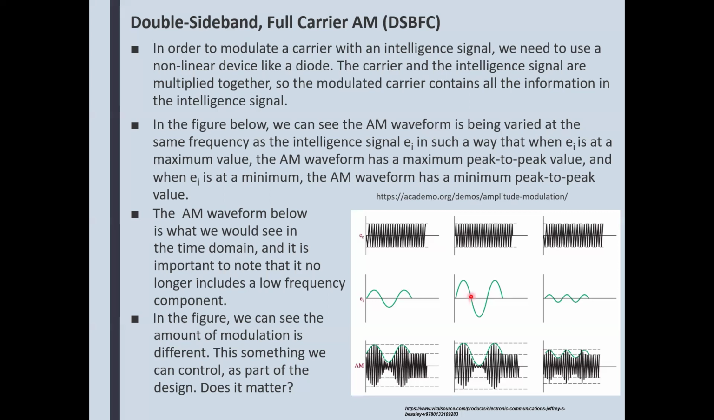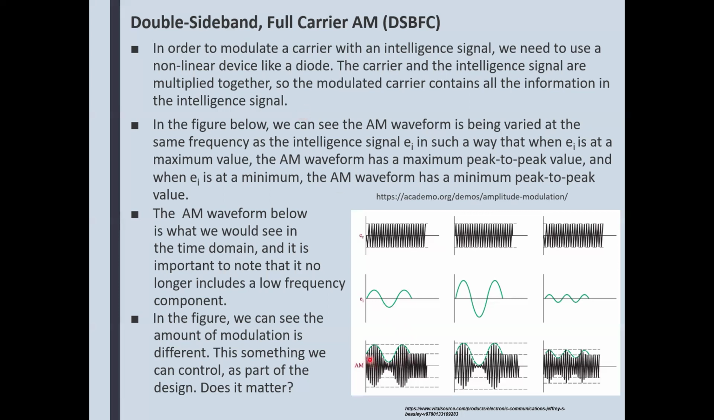Okay. So in order to modulate a carrier with an intelligence signal, we need to use a nonlinear device like a diode. The carrier and the intelligence signals are multiplied together, so the modulated carrier contains all the information. Why do we need the diode? We need the diode to eliminate one of the sidebands.